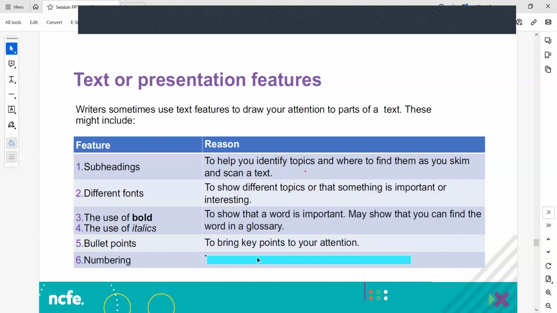Bullet points bring key points to your attention and can be used for lists, and numbering also for lists shows the order of things. We often see these in instructions such as a recipe. That was the example. So any questions about those features?